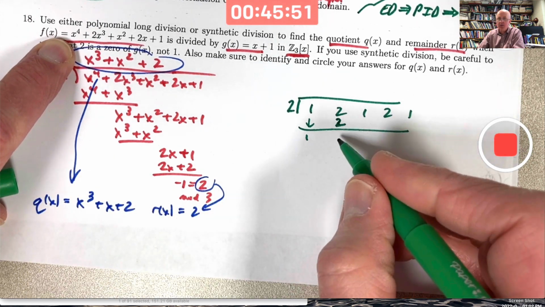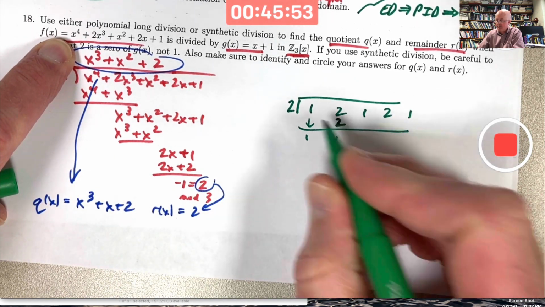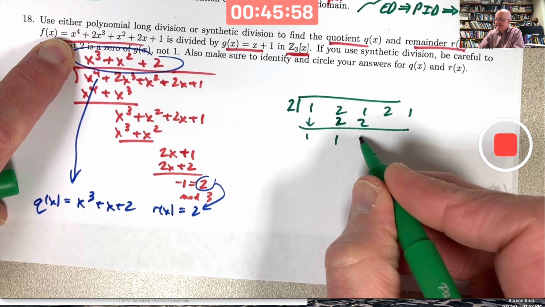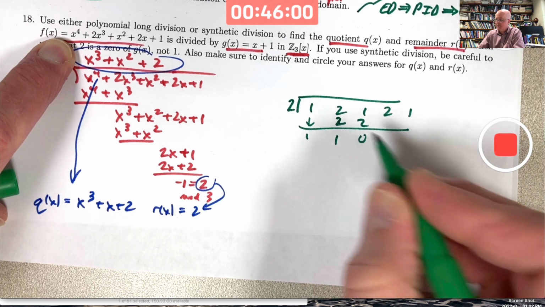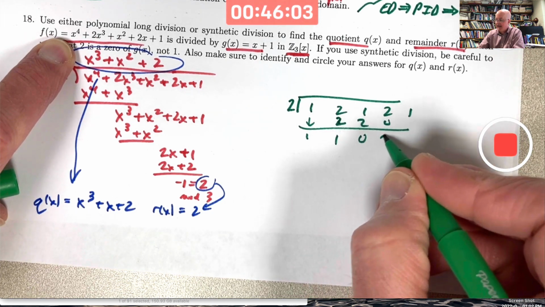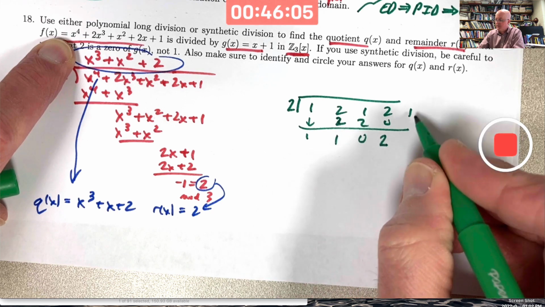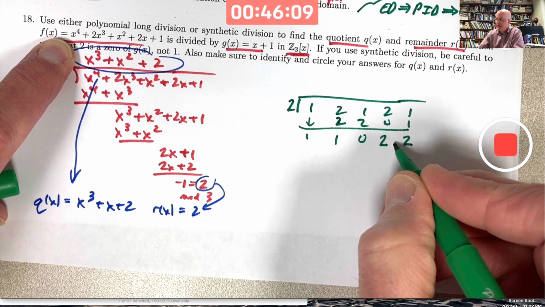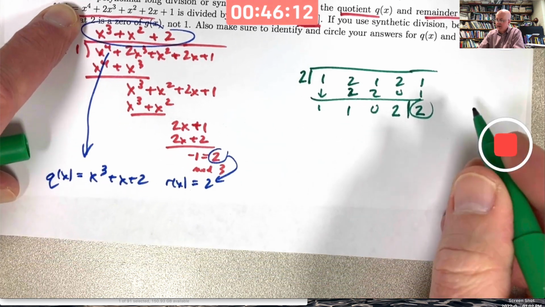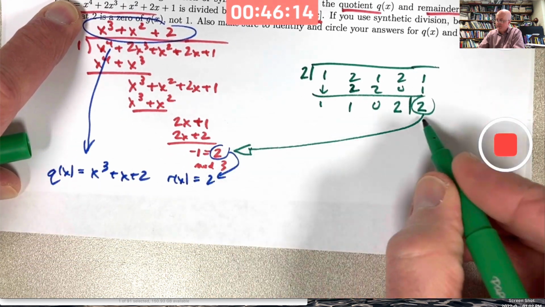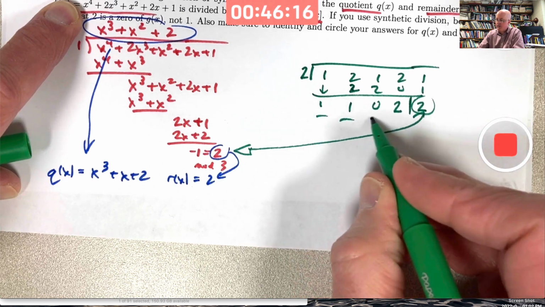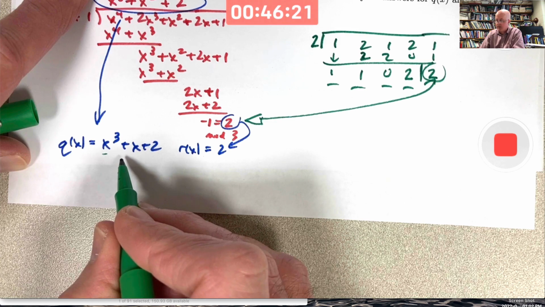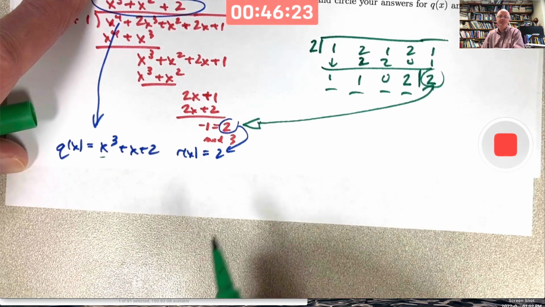2 plus 2 is 4, mod 3 is 1. Multiply, add, 1 plus 2 is 3, mod 3 is 0. Multiply, 2 times 0 is 0, add, multiply, 2 times 2 is 4, mod 3 is 1, add, 1 plus 1 is 2. The last thing there is the remainder. And these other numbers, 1, 1, 0, and 2, correspond to the coefficients of x cubed, x squared, x, and 2.